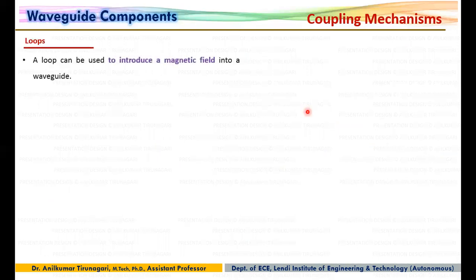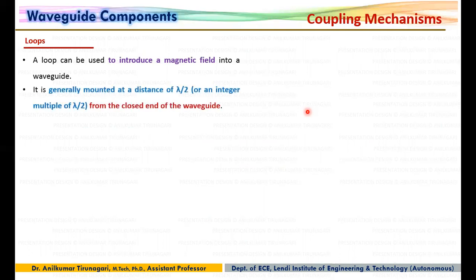Now we are seeing the loop coupling. A loop can be used to introduce the magnetic field into the waveguide, whereas the probe is used to introduce the electric field in the waveguide. Where do we have to place that loop? Generally the loop can be mounted at a distance of lambda by 2. There we have taken lambda by 4, but here we have to take half wavelength, lambda by 2, or an integer multiple of lambda by 2. That means 2 lambda by 2, 3 lambda by 2, 4 lambda by 2, like that. That is also from the closed end of the waveguide.